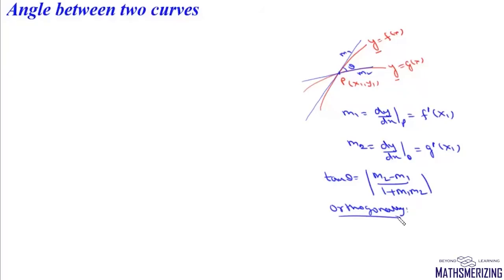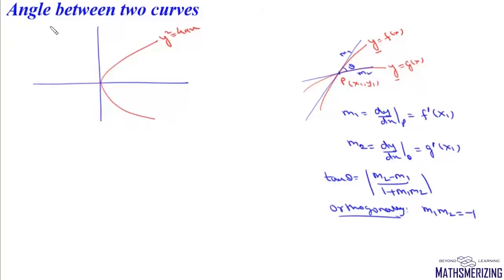Orthogonally means the angle between the two curves is pi by 2. So when the angle is pi by 2, we'll have this simple condition: the value of m1 into m2 is minus 1. Now say for example, suppose we have two parabolas, y square equals 4ax and x square equals 4ay. Now we need to find the angle between these two parabolas at their point of intersection.